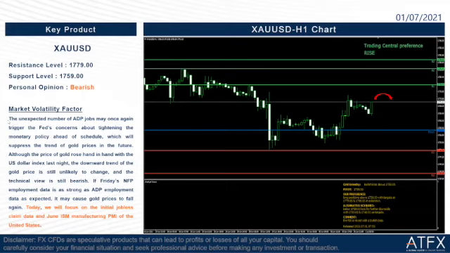So let's read the factors here. The unexpected number of ADP jobs may once again trigger the Fed's concerns about tightening the monetary policy ahead of schedule, which will suppress the trend of gold prices in the future. Okay, although the price of gold rose hand in hand with the US dollar index last night, the downward trend of gold price is still unlikely to change, it remains. Okay, and the technical view is still considered bearish. So if Friday's NFP employment data is as strong as ADP employment data as expected, it may cause gold prices to go further down again.